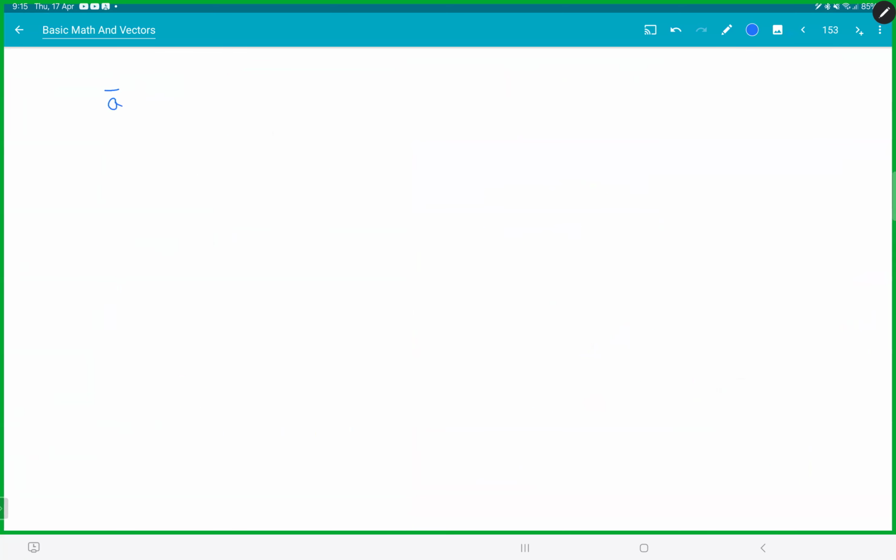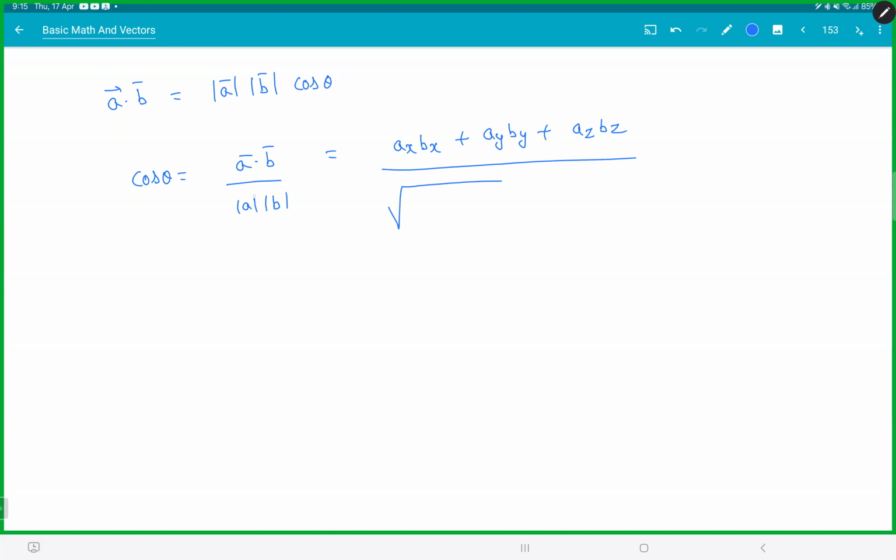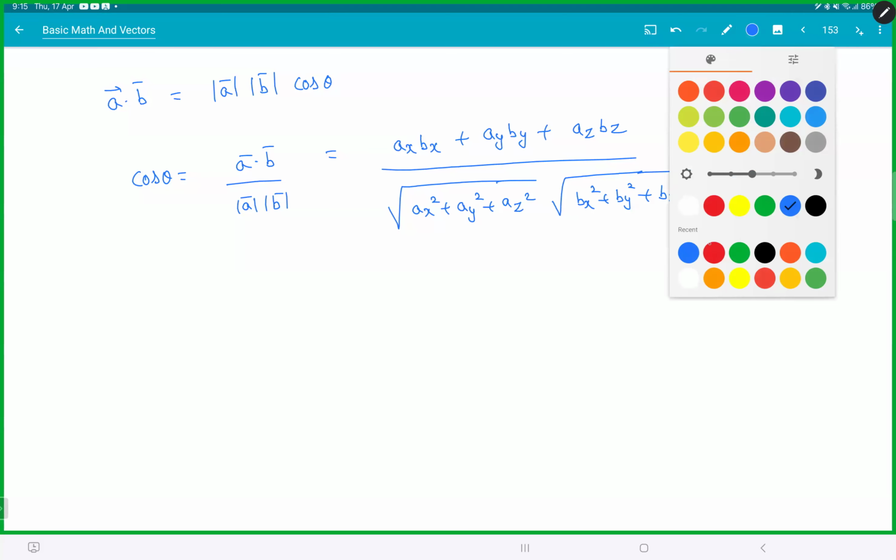If you give two vectors, a bar dot b bar is mod a, mod b, cos theta. So the angle is given by cos theta, which is a bar dot b bar by mod a mod b. Just now we saw what a bar dot b bar is: ax bx plus ay by plus az bz, divided by root over mod a bar, which, I hope you remember the magnitude of a vector, is ax square plus ay square plus az square, the coefficients of i cap, j cap, and k cap, times root over bx square plus by square plus bz square. This is how we find the angle between two vectors.